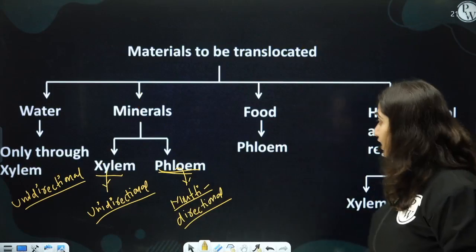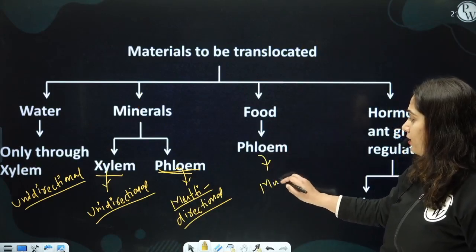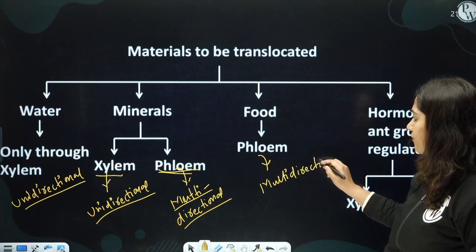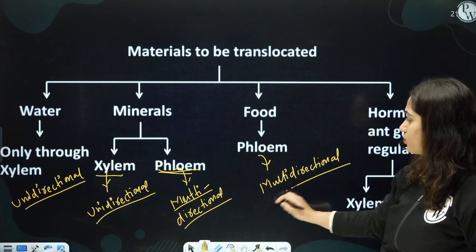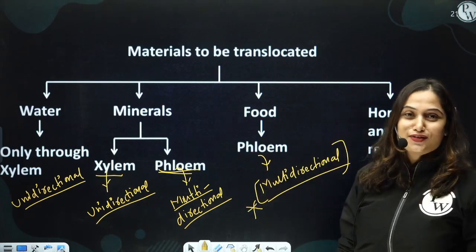Clear? Now food always moves through phloem, and that too in a multi-directional, or you can say bidirectional, manner. Somewhere in NCERT it is written bidirectional or multi-directional, because the source to sink relationship is not fixed.